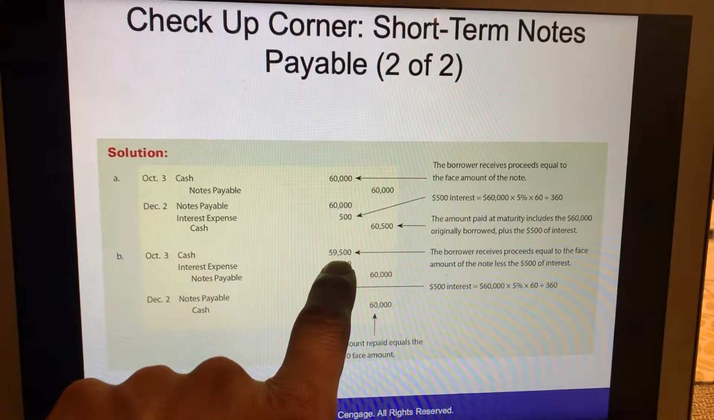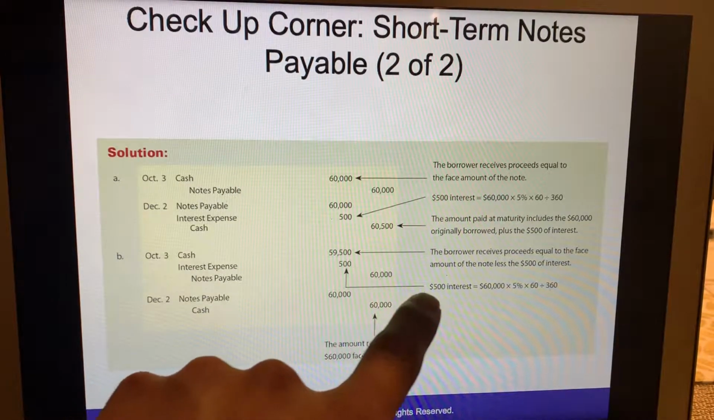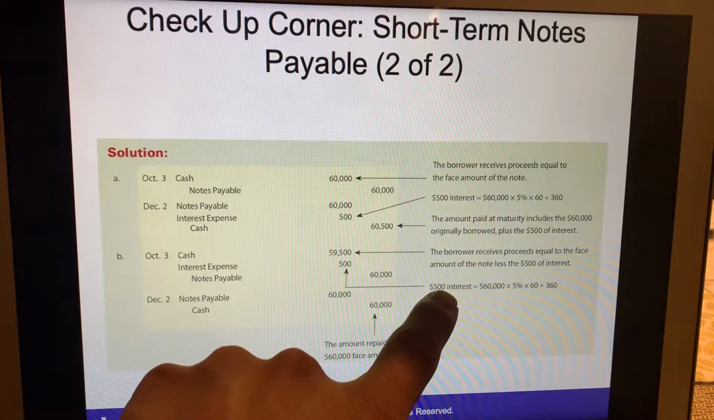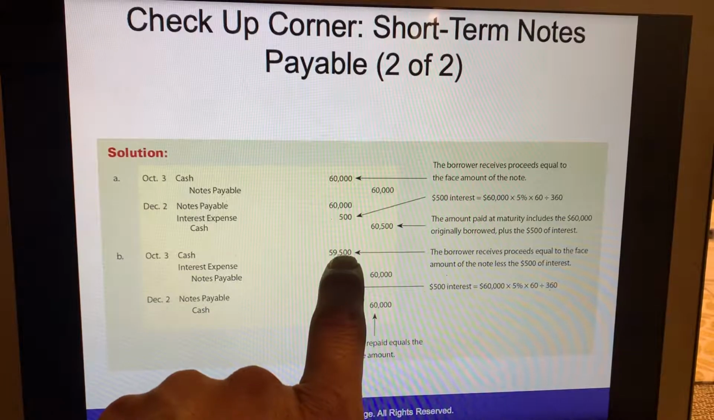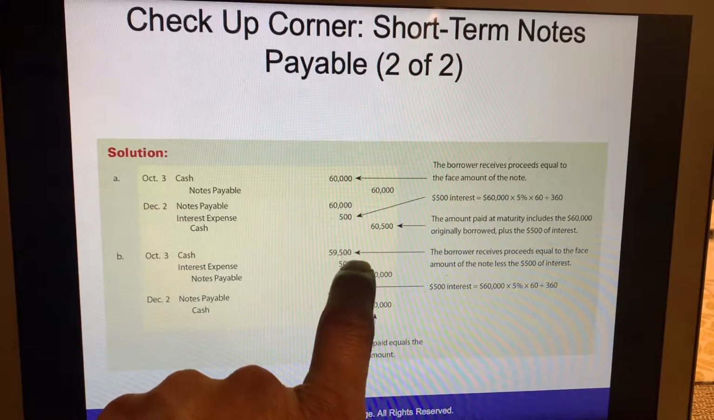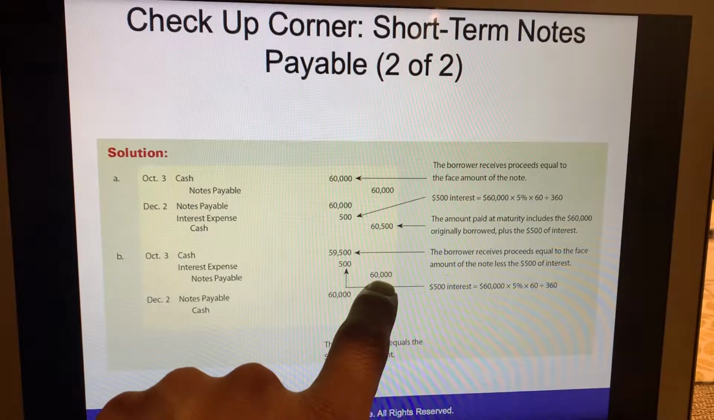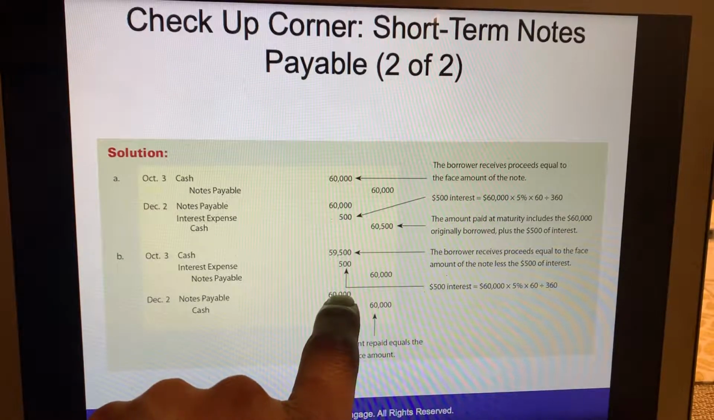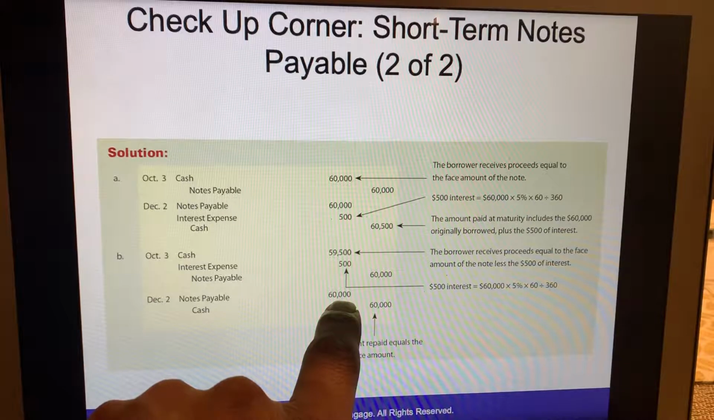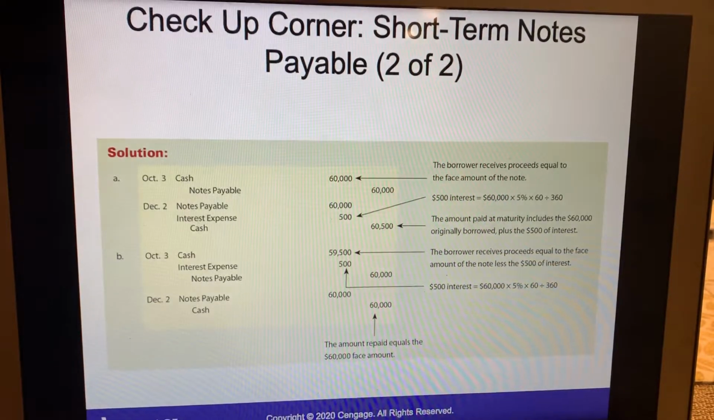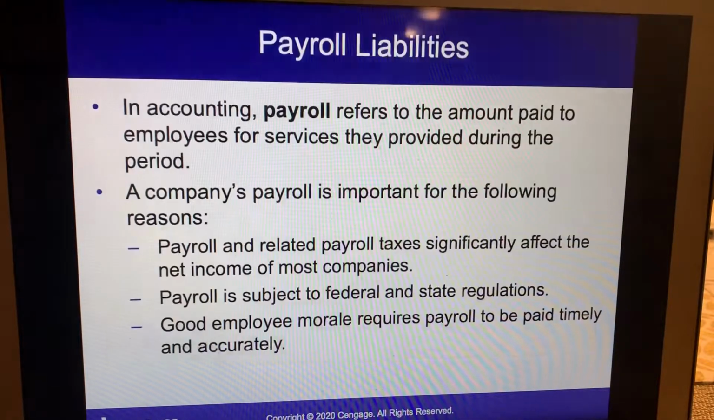So here's the second part. This is with the discount, and how we got the discount was 60,000 times 5% times 60 over 360. So we get $500. So cash of 59,500, and then interest expense of 500, and then the note payable of 60,000. Then notes payable of 60,000, and then cash paid was 60,000. So we received money and then we gave it back. Keep in mind, we're borrowing money and giving it back.